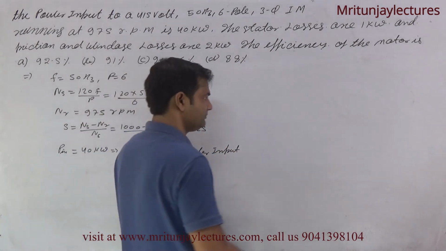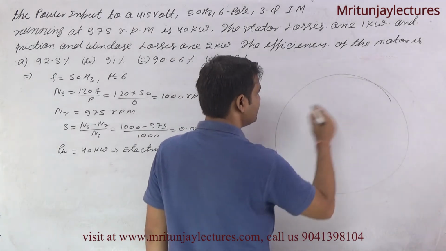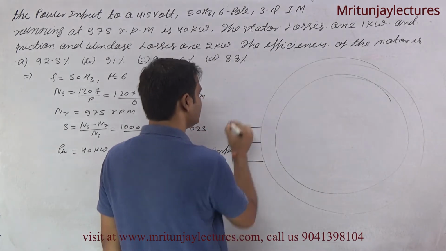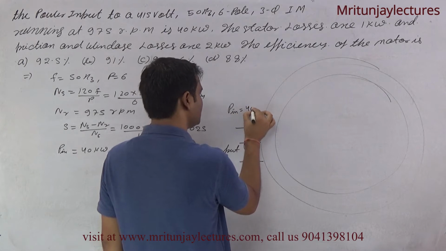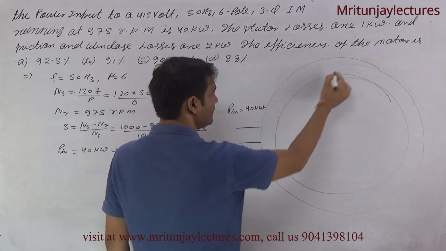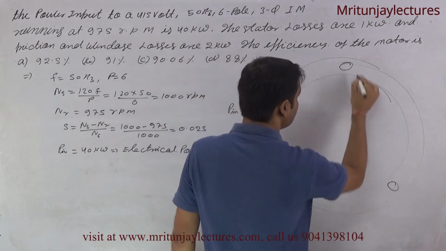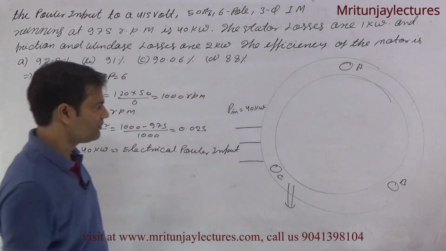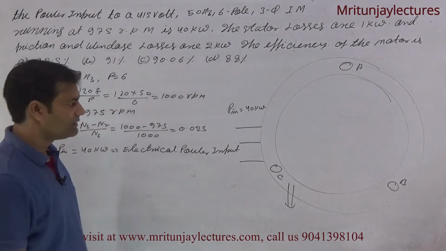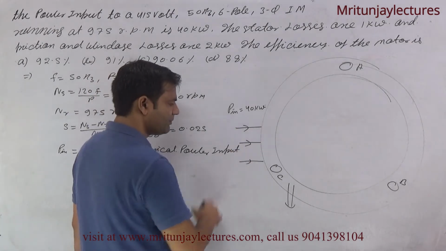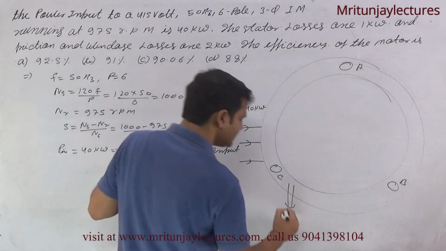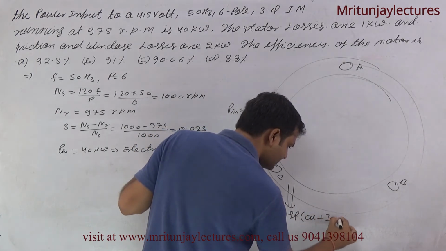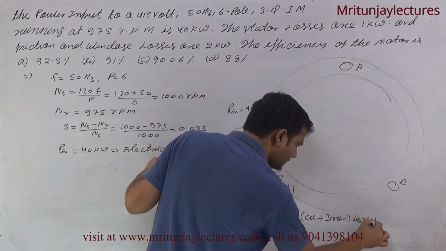Now first of all, make the stator, that is the stator. Okay. Now three-phase supply is given to the stator, with electrical input power of 40 kilowatt. The winding is like this, that is A, B, C, whatever. If you give electrical input power to the stator, some power is lost in the stator, that is stator copper loss plus iron loss. Clear? Losses.